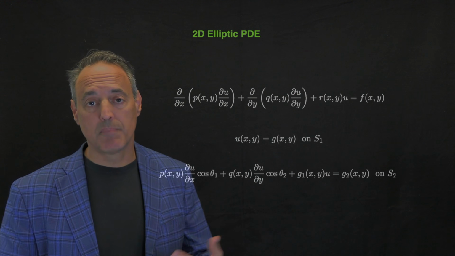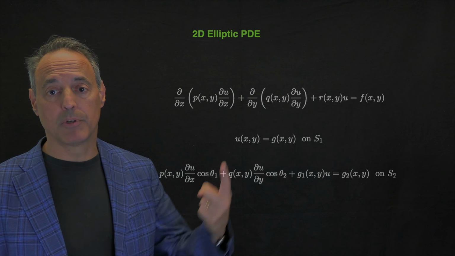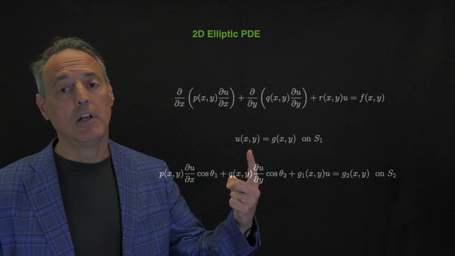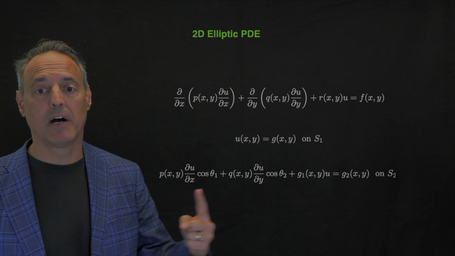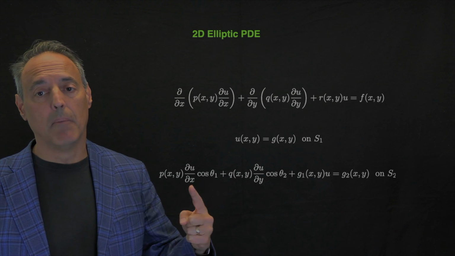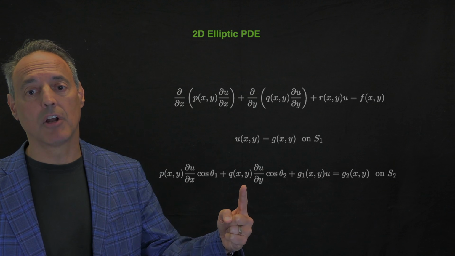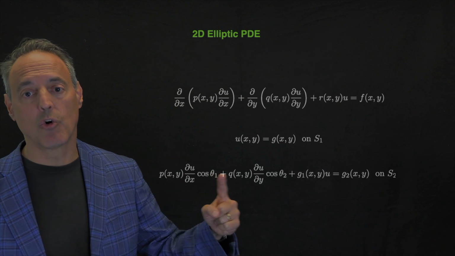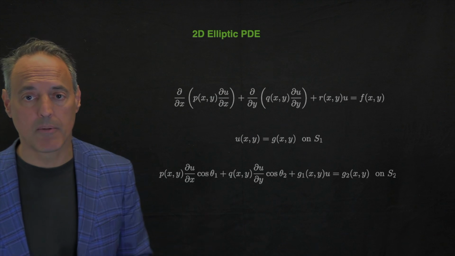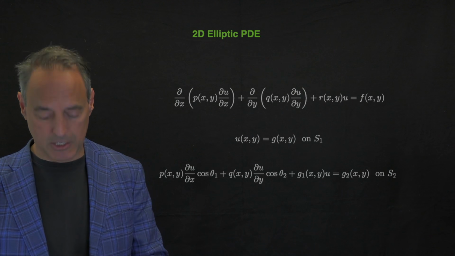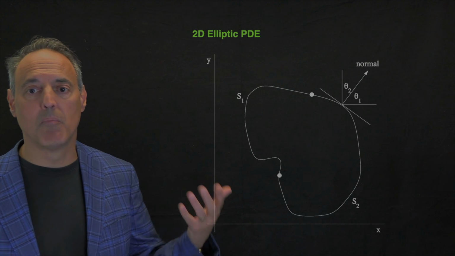And what we're going to do is specify this on some complex boundary. So on one portion of the boundary, we specify what U is. On the second portion of the boundary, given a normal direction on the boundary, we specify something quite a bit more complicated. Okay, and so let me show you a picture of this. This is maybe what it looks like.